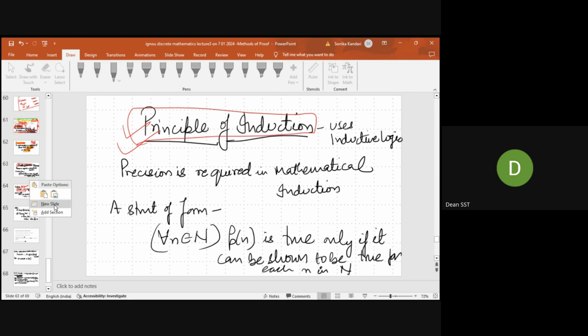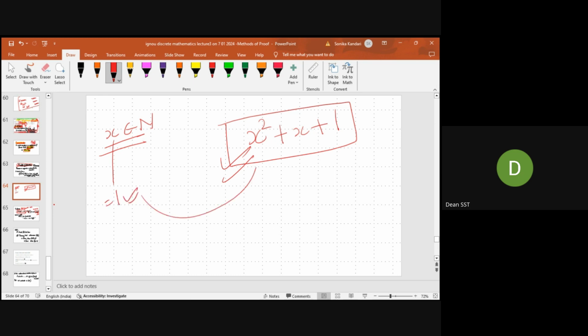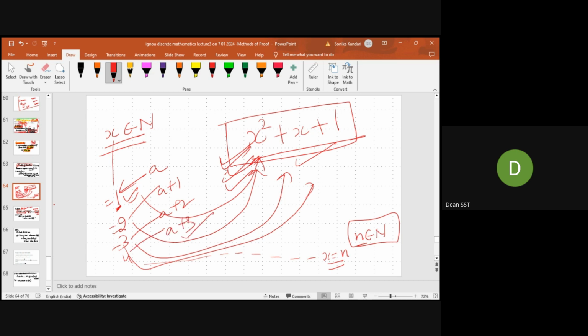What it actually means? Suppose I have x square plus x plus 1. Fine. Suppose x belongs to n. How can I say that this is true? If this is true for x equal to 1, good. If it is true for x equal to 2, fine. If it is true for x equal to 3, yes. If it's true for x equal to 4, if it is true for x equal to n, for all n belonging to set of natural numbers. It means if we say it as a, for a it is true, yes. For a plus 1 it is true, yes. For a plus 2 it is true, yes. For a plus 3 it is true, yes. Then only, it means for all numbers belonging to set of natural numbers, if this is true, then we can say that we can prove this statement.